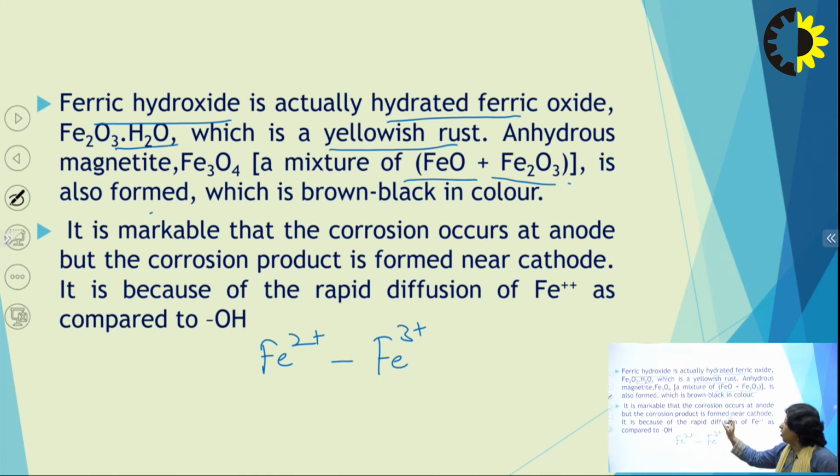So, there is a combination of corrosion products with Fe2+, meaning ferric oxide, ferric hydroxide, and anhydrous magnetite also, which is brown-black rust. So, when we see rust, it is a combination of different colors. Some part is brown, some part is yellow, some part is black. Why is this so? Because it is a combination of all three.